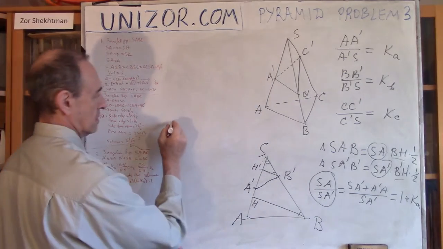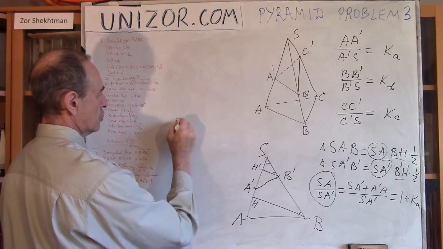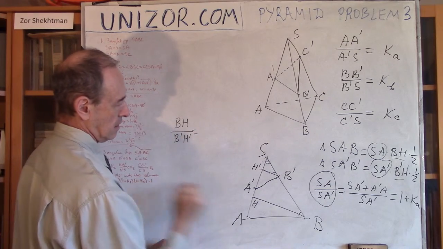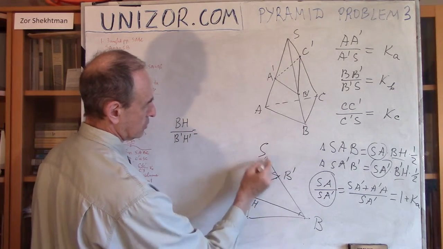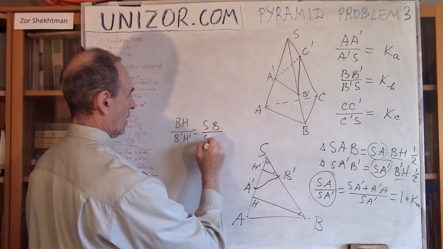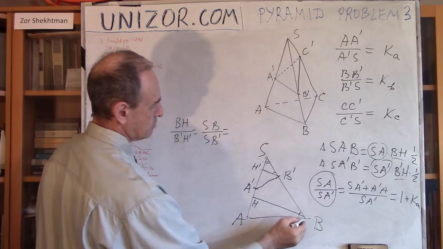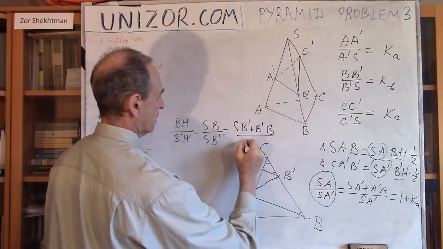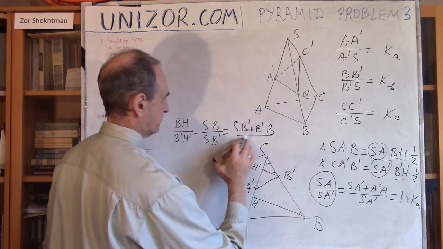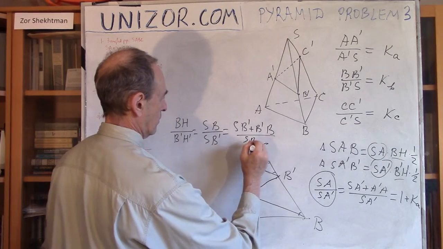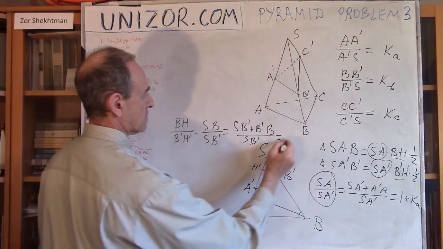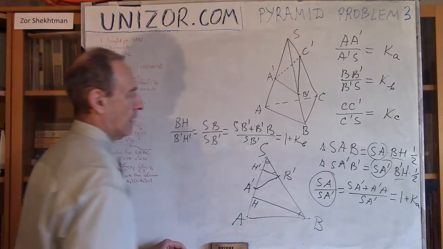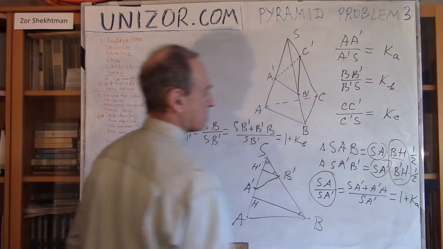So let me just write it this way. So what I need is BH relates to B prime H prime as BH to B prime H prime, as SB to SB prime equals. SB is sum of these two, right? So it's SB prime plus B prime B divided by SB prime, which is SB prime is 1 and B prime B to SB prime is KB, so 1 plus KB. So this is the ratio between these two things.